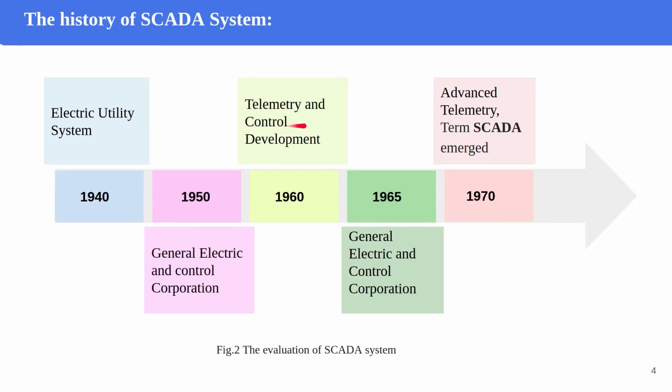And the term SCADA was coined in the early 1970s, and at that time the rise of microprocessors and other devices increased the ability of enterprises to monitor and control automated processes more than in previous years. So advanced telemetry and the term SCADA emerged in this period.